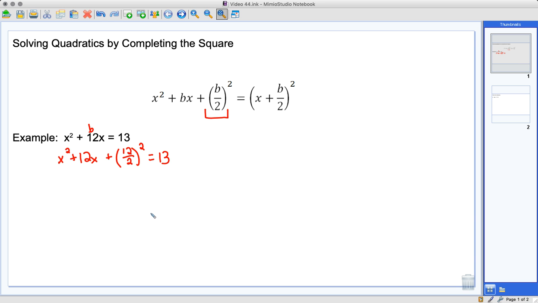Now, if you remember way back when we started solving equations, if I add something to one side of my equation, I also have to add it to the other side. So then we get x squared plus 12x. 12 divided by 2 is 6. 6 squared is 36.